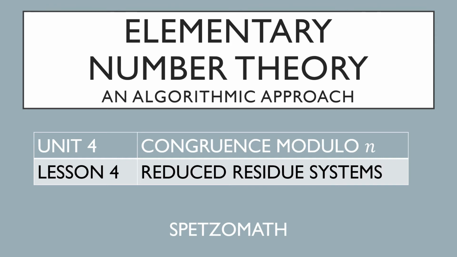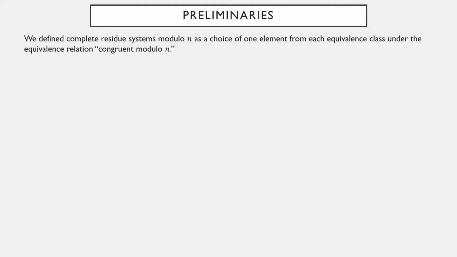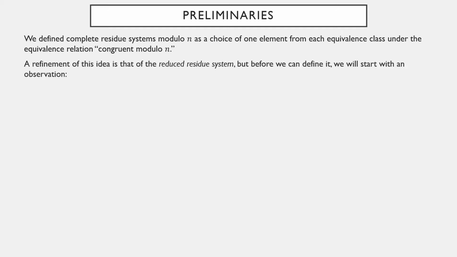Having already introduced the notion of a complete residue system, now we move on to what are called reduced residue systems. So remember that a complete residue system modulo n is a choice of one element from each equivalence class under the congruent modulo n equivalence relation. A refinement of this idea is what's called a reduced residue system, but first we're going to make an observation.